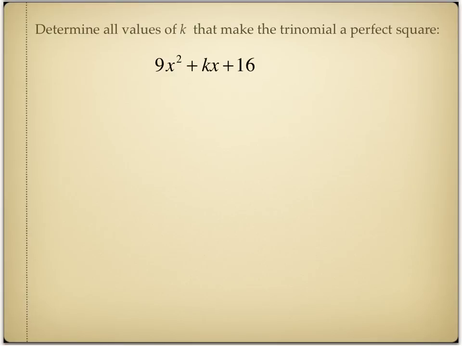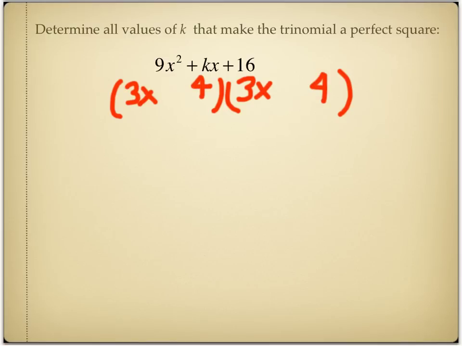Determine all values of k that make the trinomial a perfect square. So we're trying to figure out what k is going to be in this case. I'm going to just start out like I normally would. And if it's a perfect square, they have to be the same. So 3x and 3x. And of course, the only way to get 16 with both numbers being the same there is going to be 4 and 4. It's going to be plus like that because the sign of my middle term is positive.